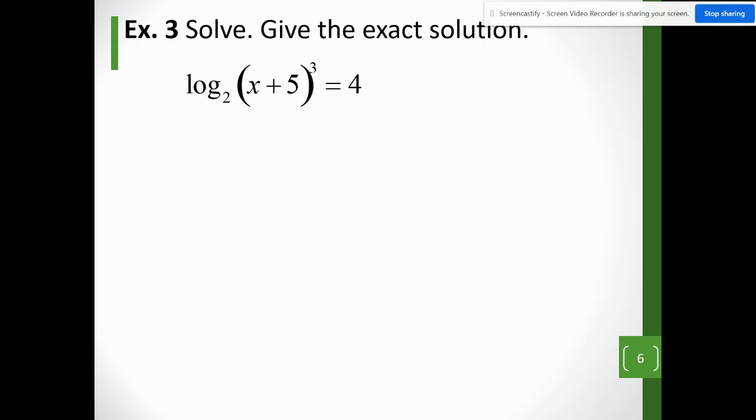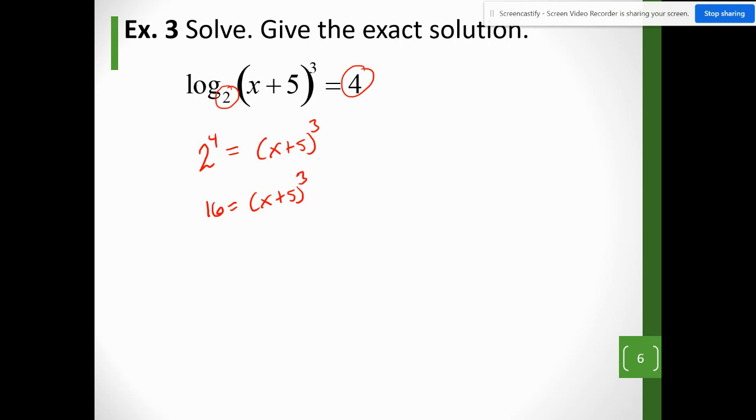I already have a log, but I only have it on one side of the equal sign. So I remember how to write this in exponential form. I have a base 2, and my exponent is 4. So let me write this as 2 to the 4th is equal to x plus 5 to the 3rd. I know 2 to the 4th. I can grab my calculator, or I can literally multiply 2 times 2 times 2 times 2. That happens to be 16. I have that 16 is equal to x plus 5 to the 3rd.